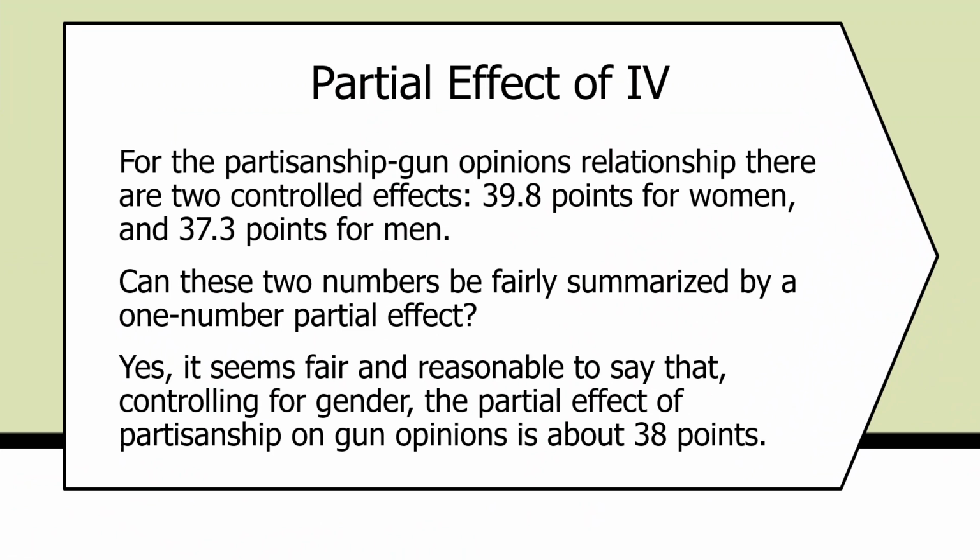Now here's a question. This is an important interpretive question. Can these two numbers be fairly summarized by one number? Can these two numbers be fairly summarized by a one-number partial effect? I would suggest that they can. They're very close in magnitude, 39.8 and 37.3. It seems fair and reasonable to say that, controlling for gender, the partial effect of partisanship on gun control opinions is about 38 points.